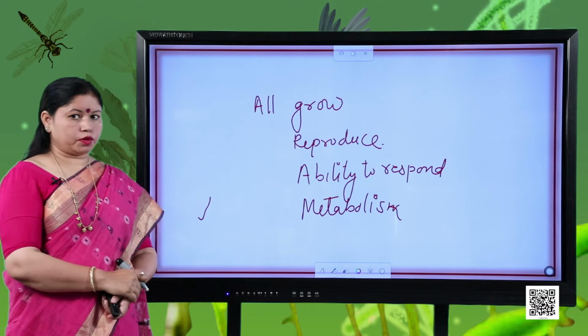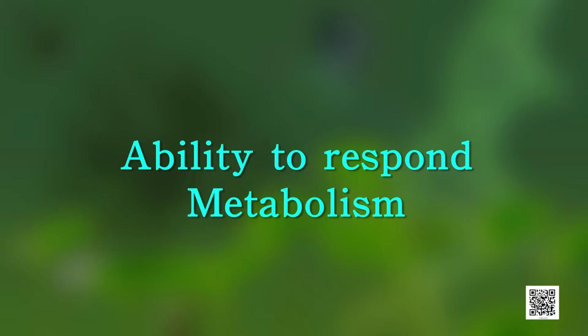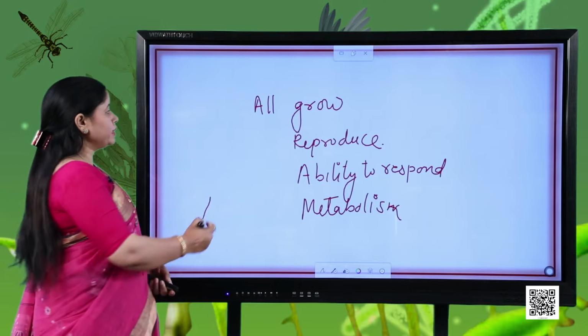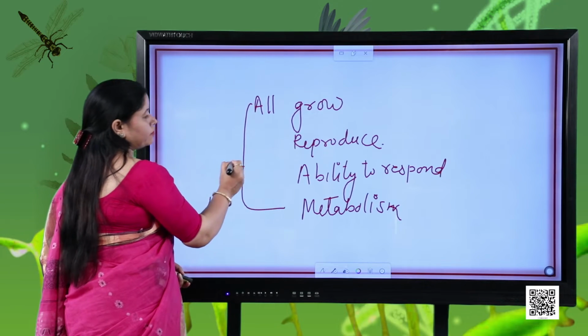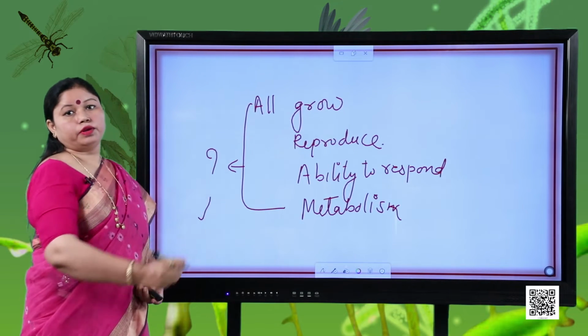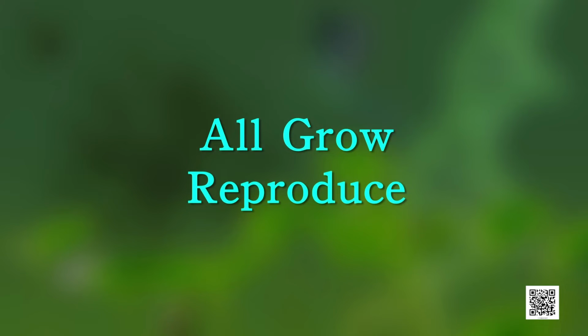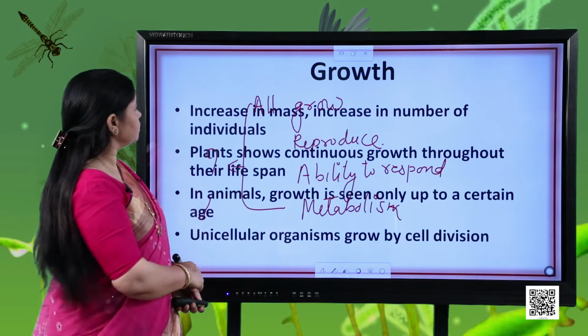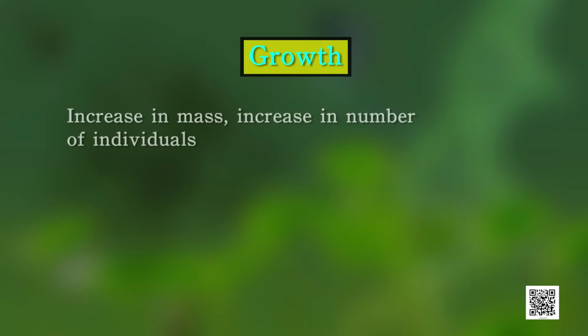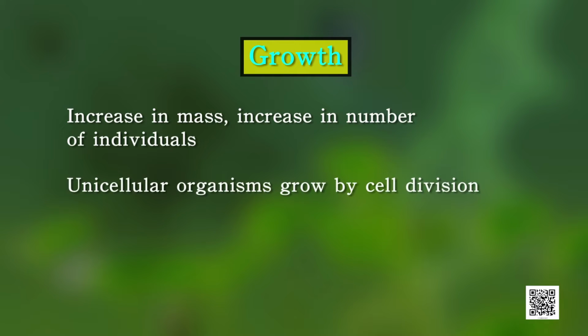But are you sure that these are the unique characteristics of living organisms? Let us explore all these characteristics one by one, whether they are unique characteristics or some of them may be shown by non-living things. Let's move forward. We will start with the first feature, that is growth. Growth is an increase in mass or an increase in number of individuals. All living things grow by cell division.